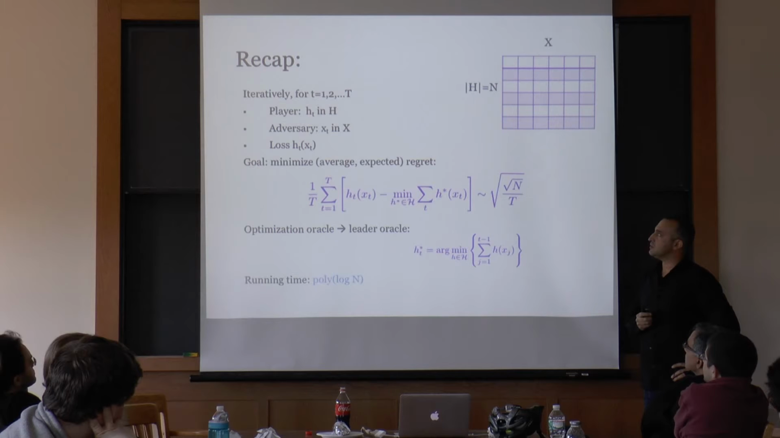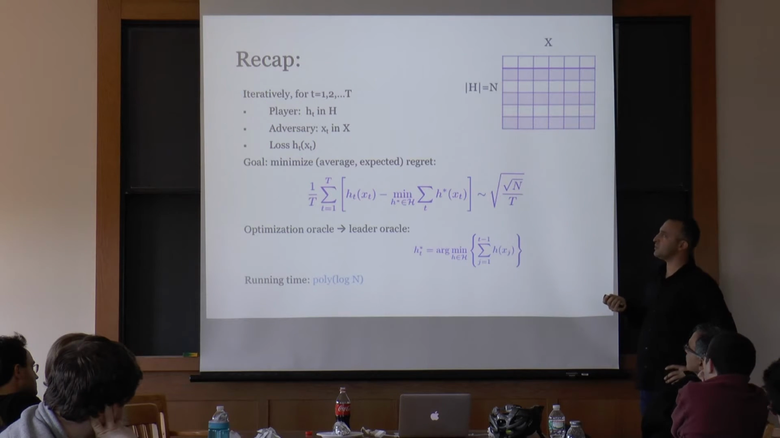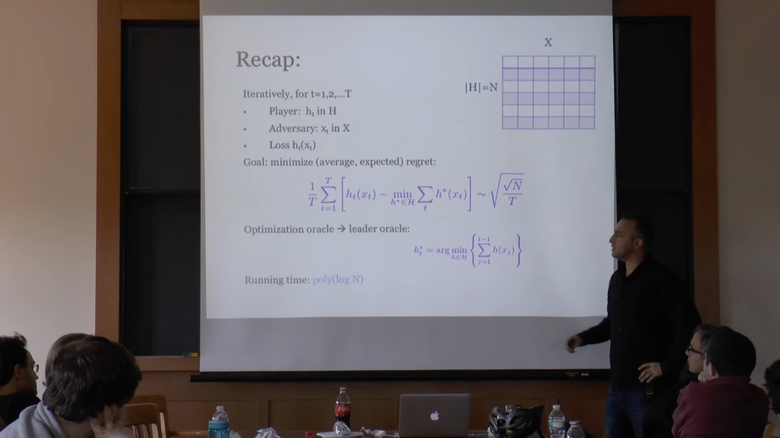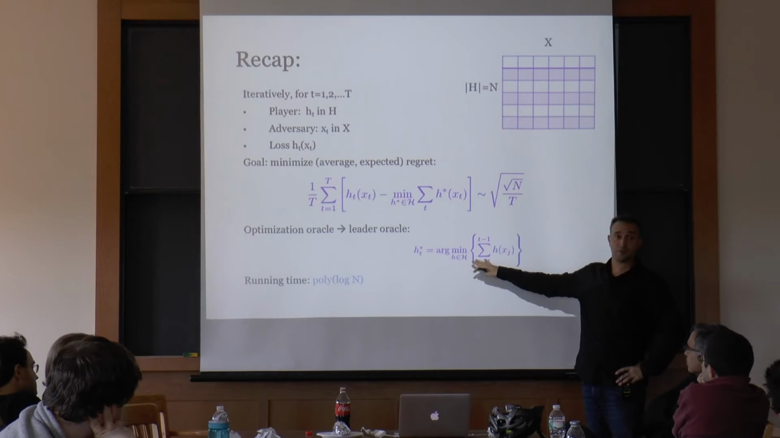Okay. So a recap, right? So what are we trying to do? We're trying to learn in a game. We have these n strategies, and then we have examples, and iteratively we pick a strategy, and the adversary picks an example, and we get a loss. We're trying to minimize regret. This is the regret we're shooting for, and we have access to an optimization oracle.